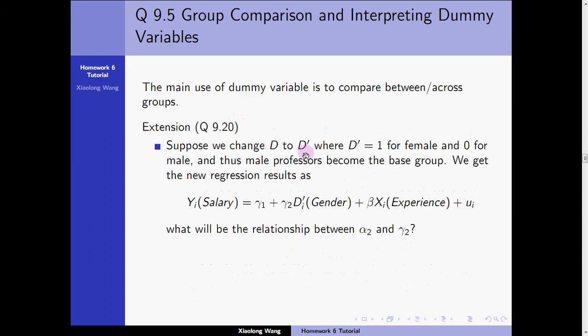Now suppose we change D to D prime, where D prime equals 1 for female and 0 for male. In this way, we switched the comparison and the base group. So remember, previously we have 0 for female and 1 for male. And now we switch the numbers, and then the male professors become the base group.